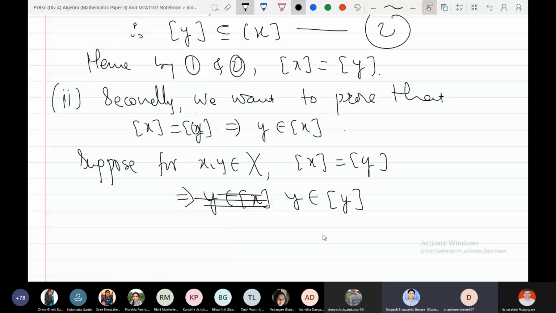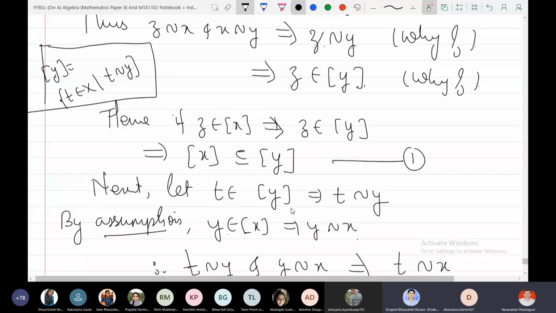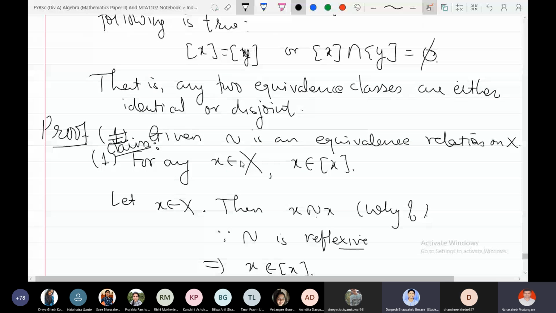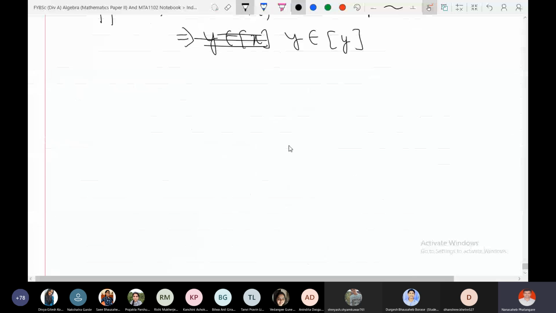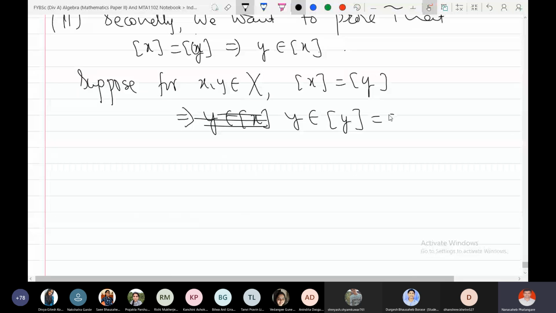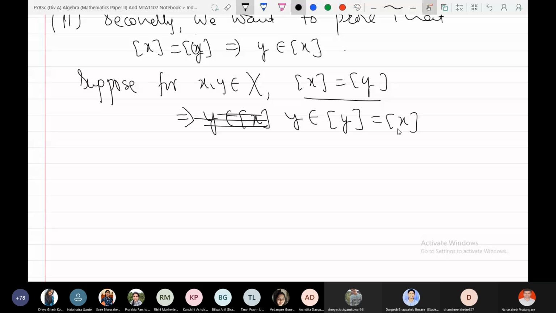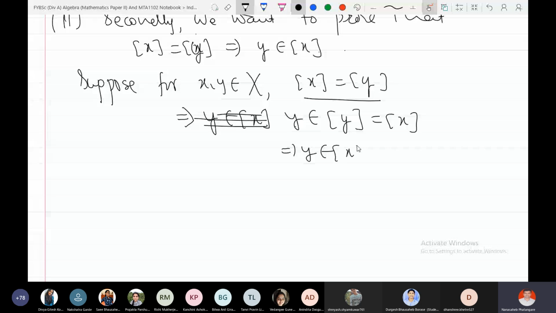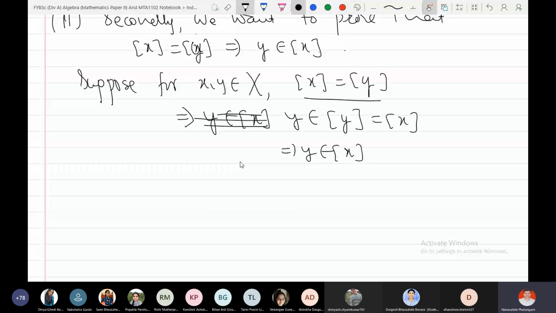Yes, sir. We have already proved this in the first part. This is already done. Therefore, we can definitely say that Y is a member of the class of Y, but the class of Y is the same as the class of X. That is the assumption in this case, right? And therefore, Y is in the class of X. So that is obvious to see.